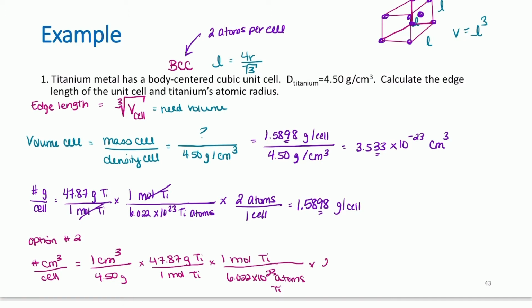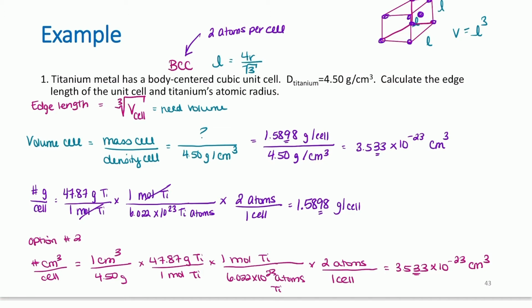So you could do this all in one fell swoop. I don't really care if you do it in one calculation or two. You'll get the same answer. But some students see it better broken up, some see it better all together. I don't care. Do it whichever way you like, as long as you get the answer. But I haven't answered the question yet. I need to know the edge length of the unit cell and titanium's atomic radius.